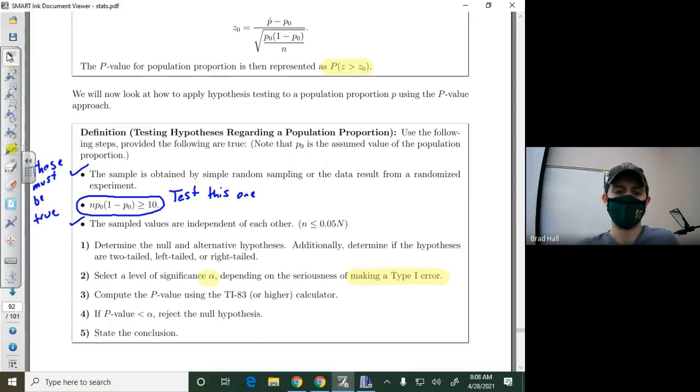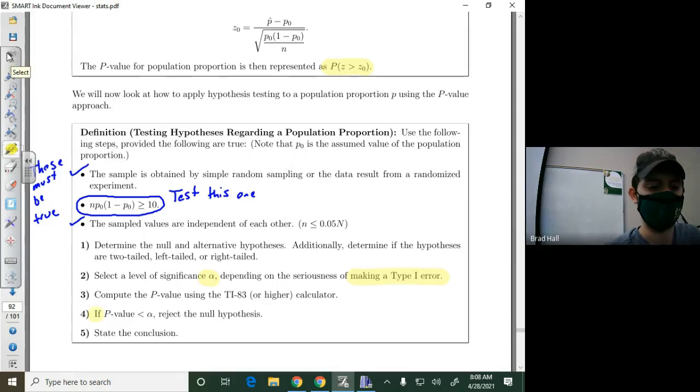So once you have how your hypotheses work in terms of the tails, you have your alpha, which is your probability of making a type 1 error. And then you're going to compute this thing called the p-value using your calculator, which we'll talk about here momentarily. If the p-value is less than alpha, so this is the important thing here, if the p-value is less than alpha, we will be rejecting the null hypothesis.